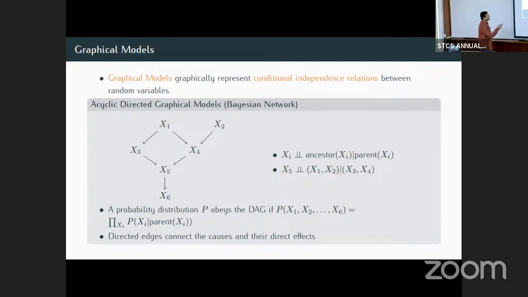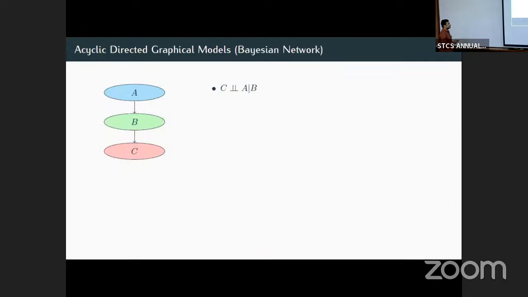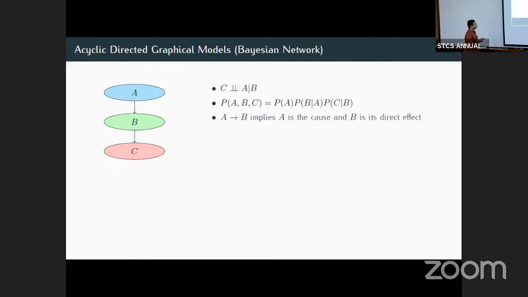In the directed acyclic graphical model, for each edge, say x1 to x3, x1 is the cause and x3 is its direct effect. For example, in this one, C is independent of A given B. And if a distribution P is Markov to this DAG, then the probability of ABC is the probability of A, times the probability of B given A, times the probability of C given B. Here A to B implies A is the cause and B is the direct effect.